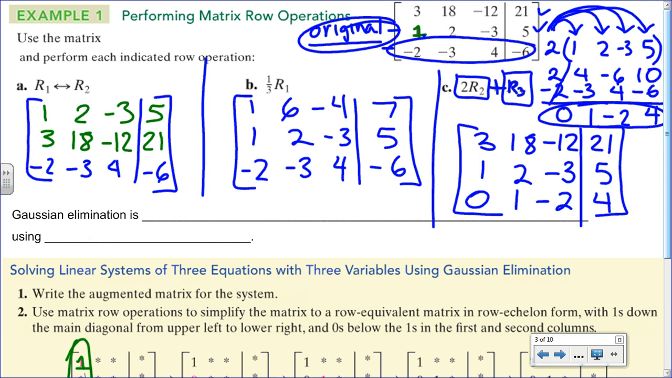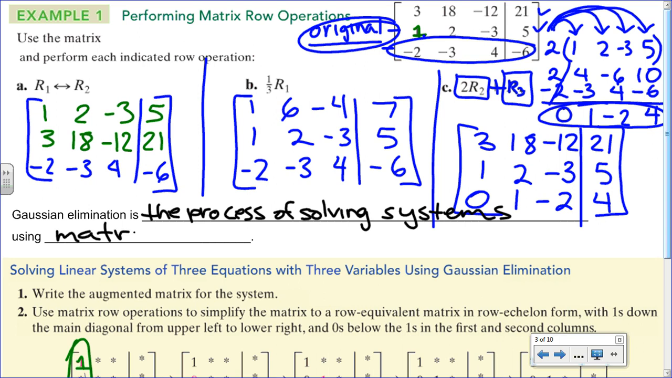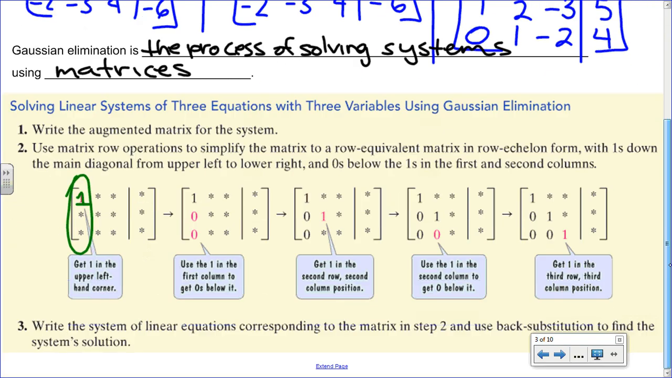Okay, so as I mentioned before, Gaussian elimination is the process of solving systems using matrices. And so the steps are listed here. And so first step is to write the augmented matrix for the system.